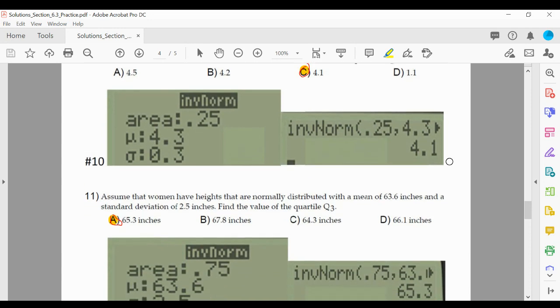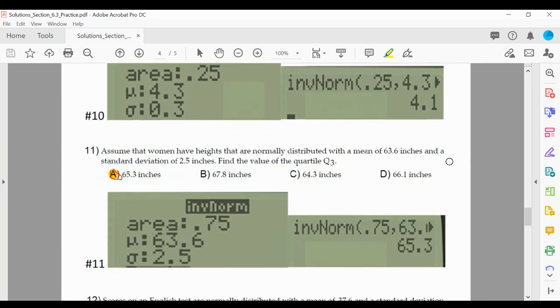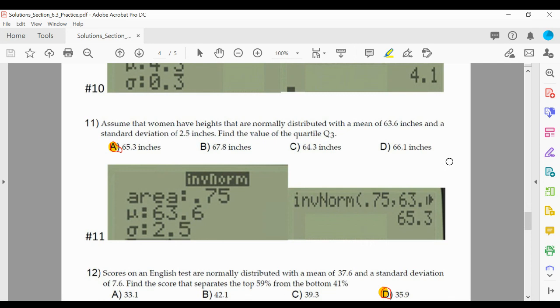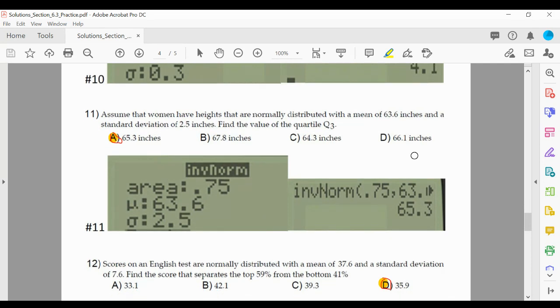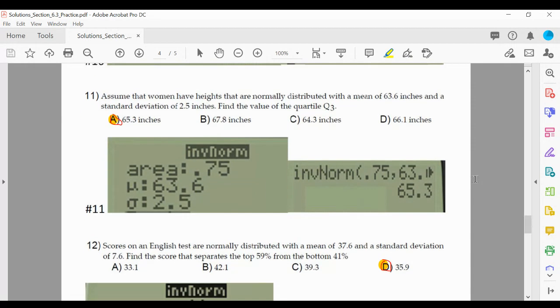One spot on. Looking for quartile three. If quartile one is P25, quartile three is P75. The 75th percentile as a decimal is 0.75. That's the area to the left. A woman's height was in the, sorry, quartile three, 75th percentile. She was taller than 75% of all the other women. The area to the left, 0.75. And you get 65.3 spot on, which is always nice.